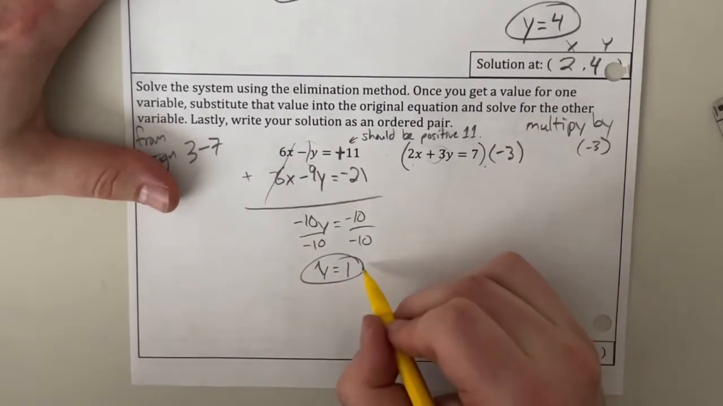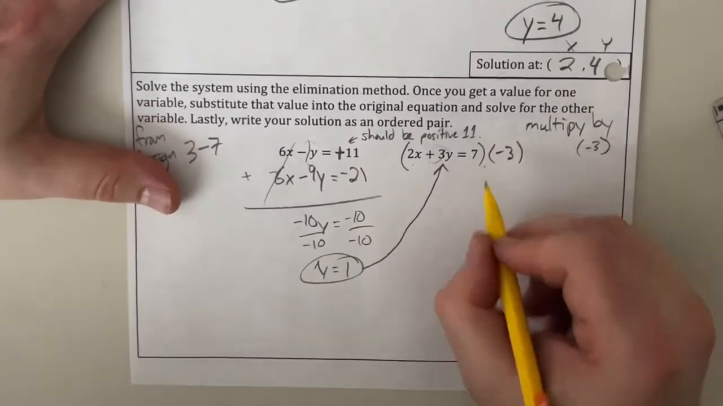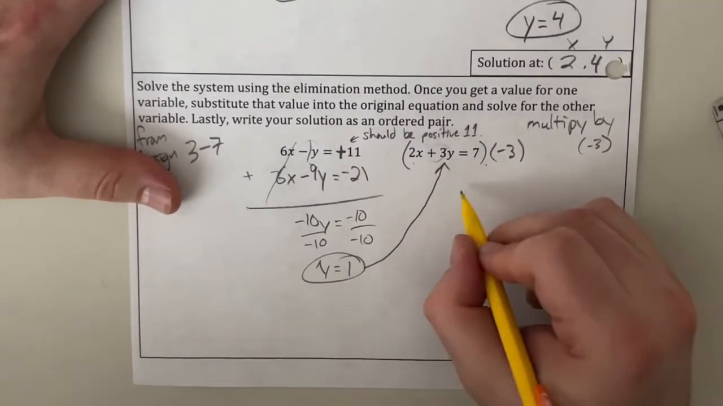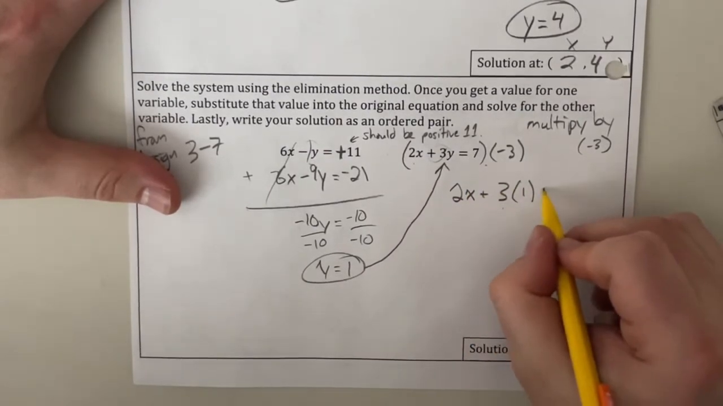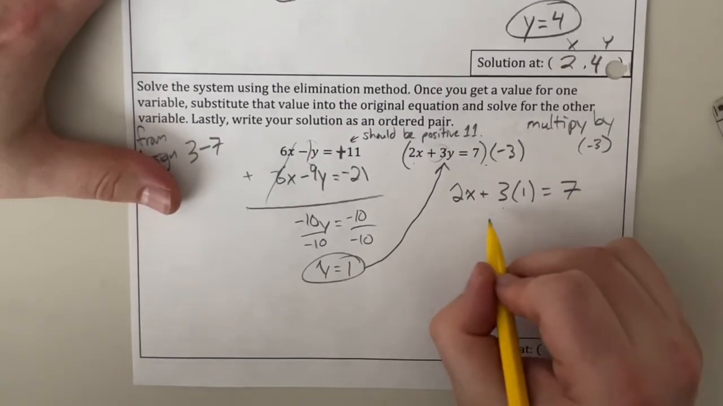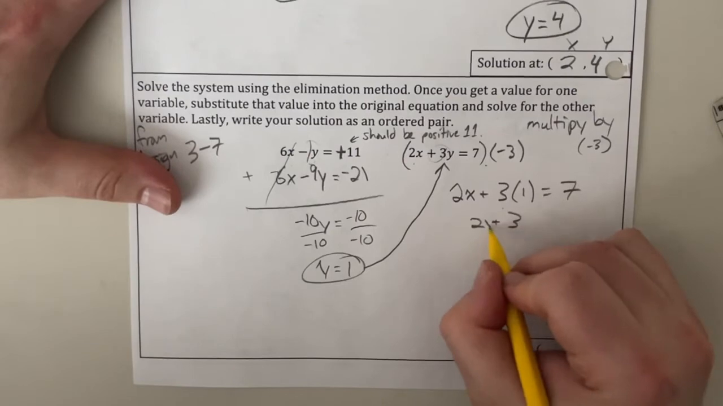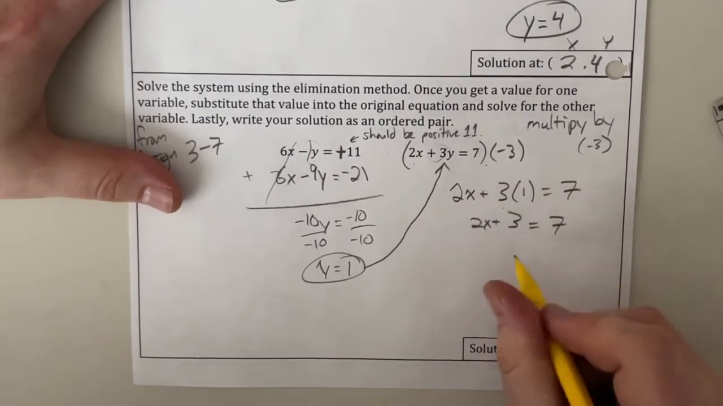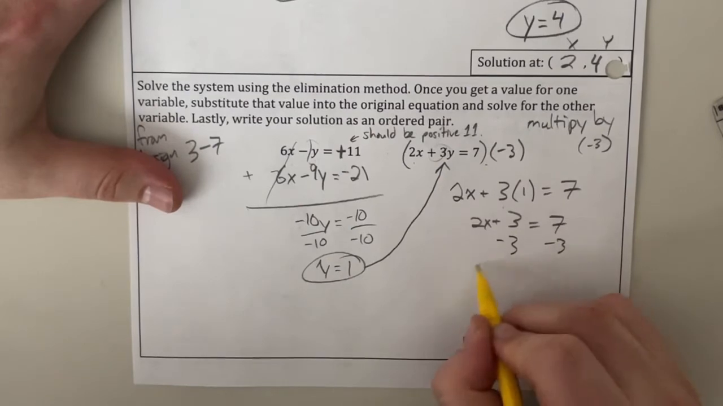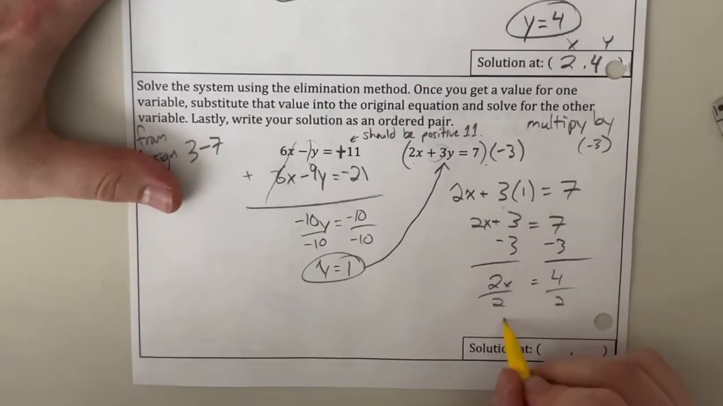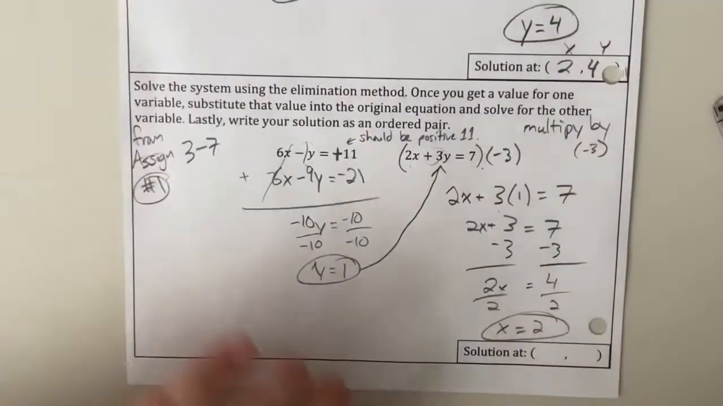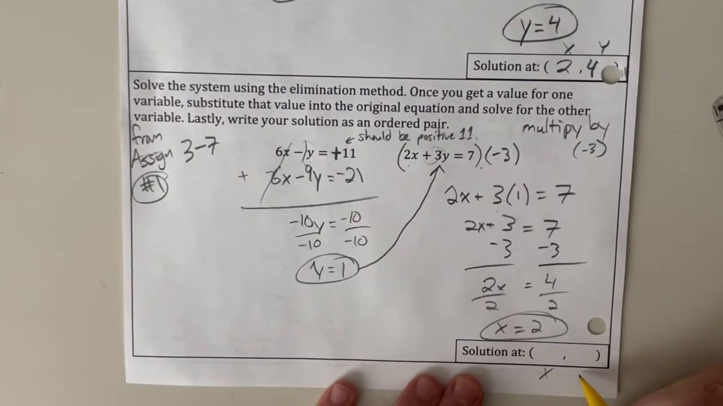Once I have that value, plug it back into one of the original equations. And so I can say, all right, instead of y, I now have a 1. So I'm going to say 2x plus, and I have 3 times 1, because that's my y value, equals 7. Make sure you can multiply, so this is going to be 3. Everything else stays the same. Two-step equation, I subtract 3 from both sides. And so I have 2x equals 4. Divide both sides by 2. And I can say x equals 2. Once I have my two values, x and y, I can write my ordered pair for the solution of the system, which is going to be (2, 1).